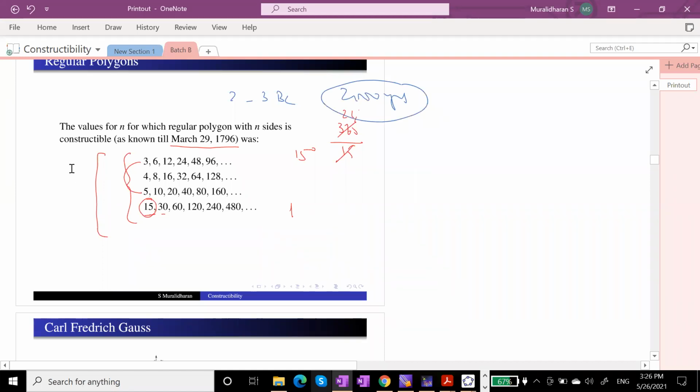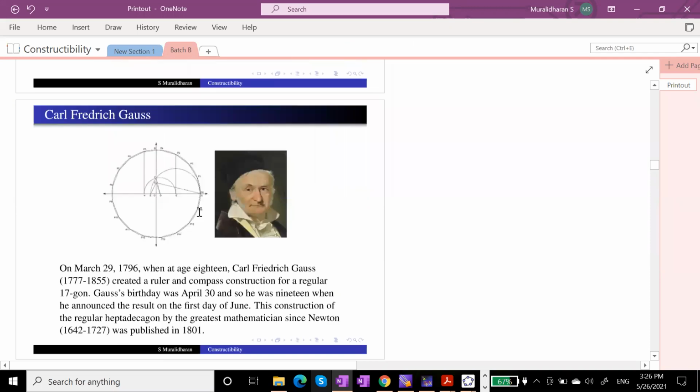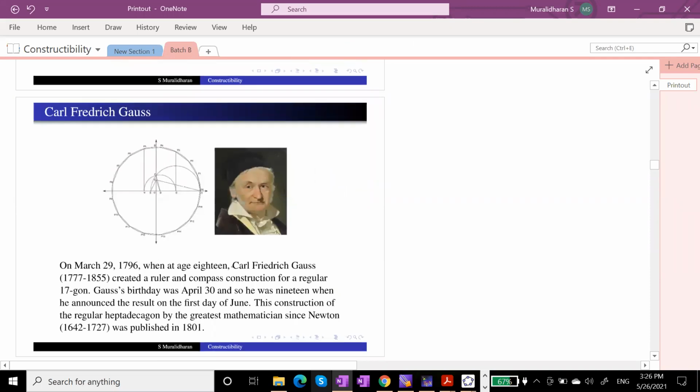Okay. Then something remarkable happened on March 29th. A young Carl Friedrich Gauss, a German mathematician, at the age of 18, created a straightedge and compass construction for the regular 17-gon. Note that this problem was open for 2000 years, and a young person of just 18 years of age finds a solution to it.